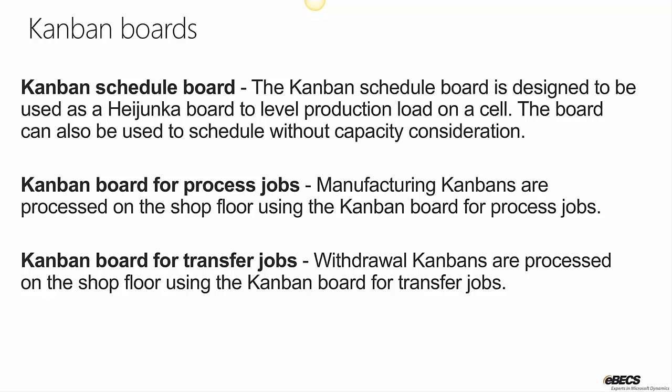The first is a Kanban schedule board. So that can be used for production order leveling, or as some people might know it, as a Heijunka board. It is looking at days and capacity. Then we have the Kanban board for process jobs. This is what would actually be out in the shop floor that you could execute against. And then we have the same board for transfer jobs. So think of a water spider or a warehouse worker using the transfer board.